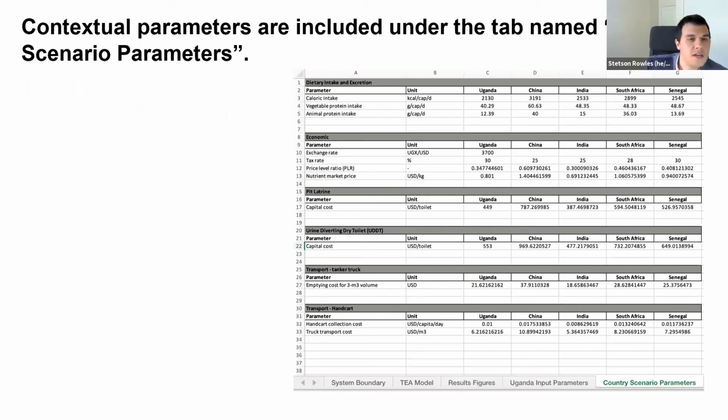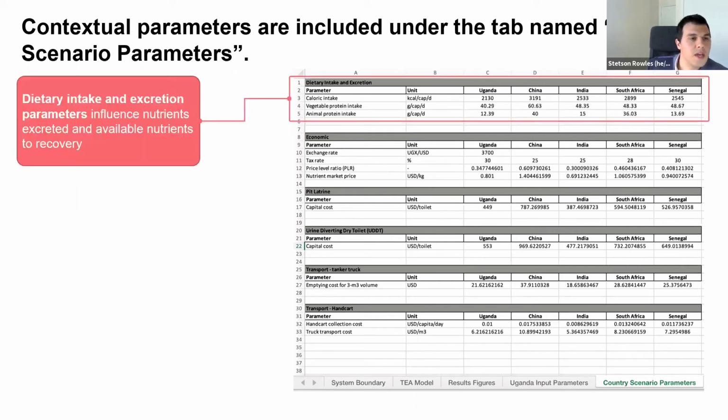And so this screenshot here shows the input that we considered for the country scenario parameters, and we'll just go through them one by one here. At the top, you see dietary intake and excretion parameters for each country. So the countries are listed there, and then these contextual parameters underneath. And these are going to influence the nutrients excreted and the available nutrients to recover.